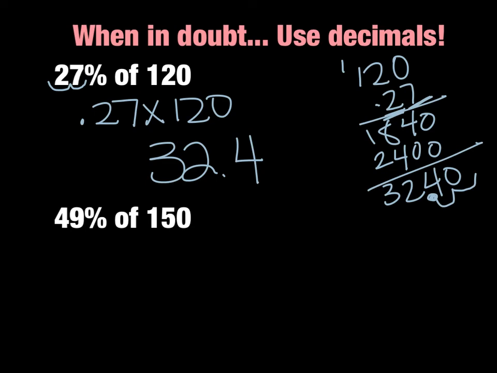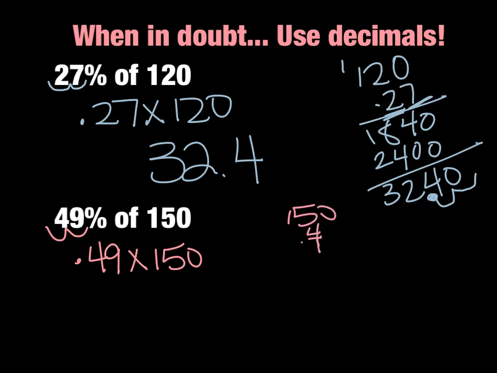Second example, 49% of 150. I'm going to change 49% to a decimal, which would be 0.49. Of becomes multiplying 150. So I multiply 150 times 0.49, sorry about that. 9 times 0 is 0. 9 times 5 is 45, so I carry the 4. Then you have 9 times 1 plus 4 is 13. Don't forget your placeholder. Then you have 4 times 0, which is 0.